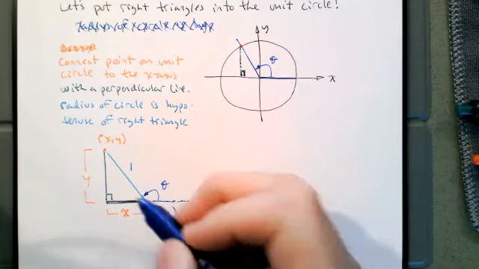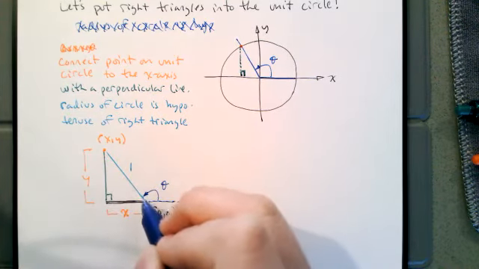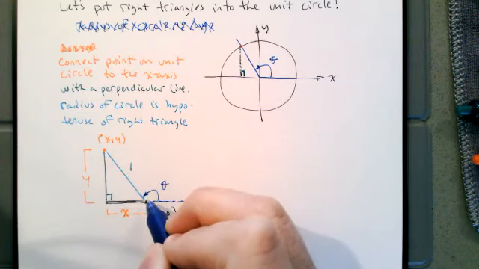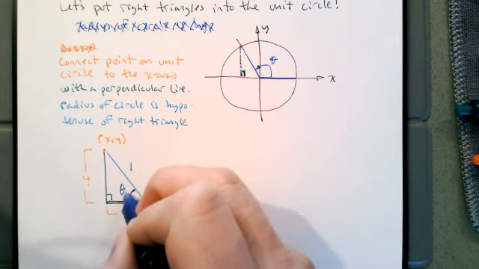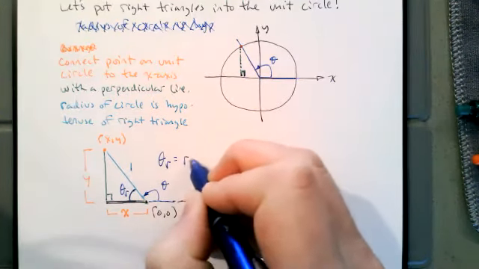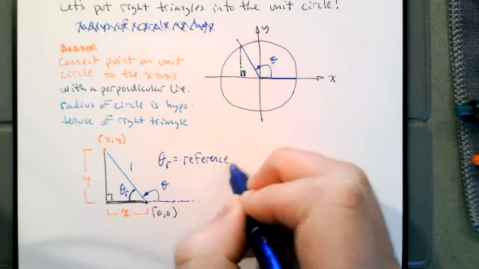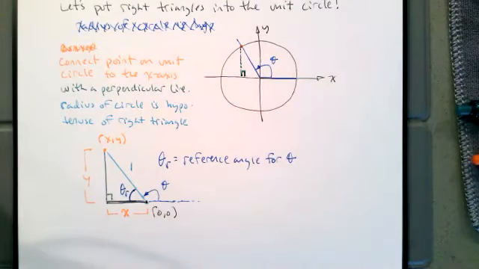That's the angle theta. And I need to involve theta somehow in this process. What we're going to do is take the angle between the x-axis and the radius of the circle, the hypotenuse of the triangle, and we're going to call that the reference angle for theta. So this angle in here is going to be theta sub r. Theta sub r is the reference angle.